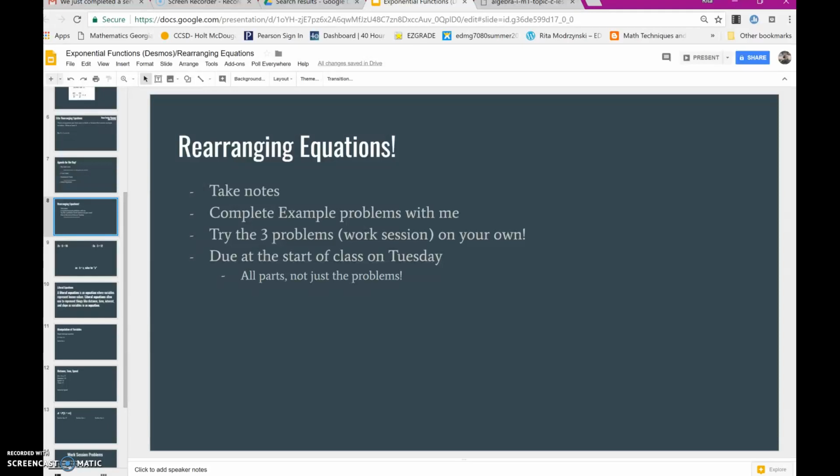Hey everyone, here is our lesson on rearranging equations. This is part of your homework that's due on Thursday at the start of class. What you're going to do is take the notes that I give you, complete the example problems that I have, and try 3 problems. That'll be like your work session. You'll do those on your own. And all of that is due at the start of class. And I mean all of it, not just the notes or the problems. Every piece that I just mentioned is due.